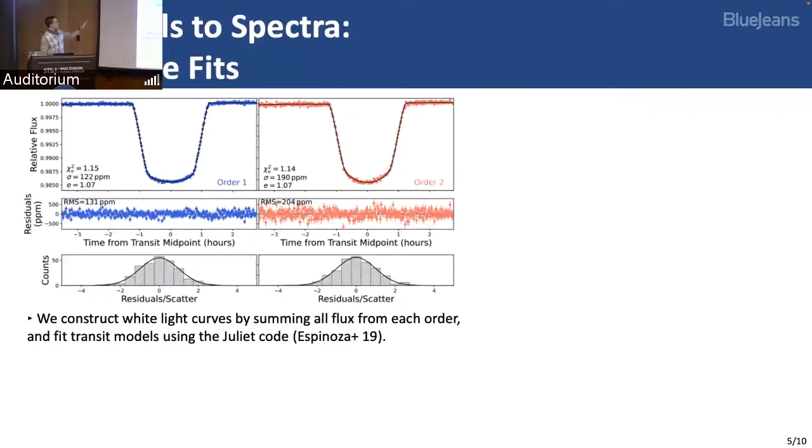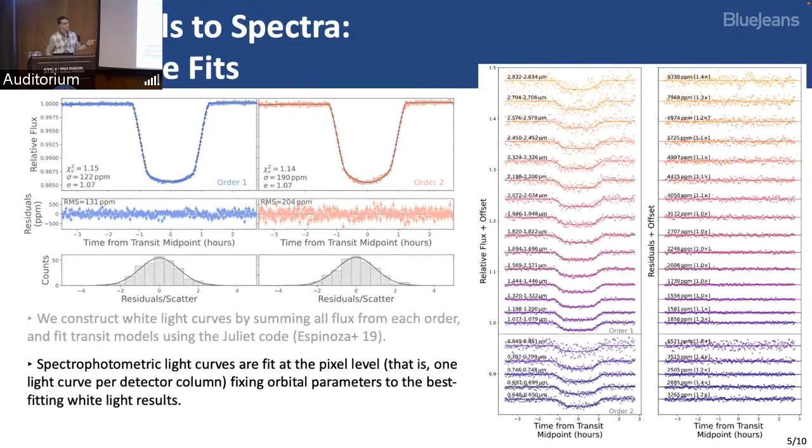All right, so here we have white light curves for order 1 in blue and order 2 in red. We've created these just by summing all of the flux in order 1 and order 2 respectively. We keep those two orders separate because there are different throughputs and different spectral resolutions between the two orders. The best-fitting transit model is shown in black, and the residuals to those transit models below. What is standard in the field, after we've done these fits, is to fix the orbital parameters and fit the spectrophotometric light curve bins. And those are these guys.